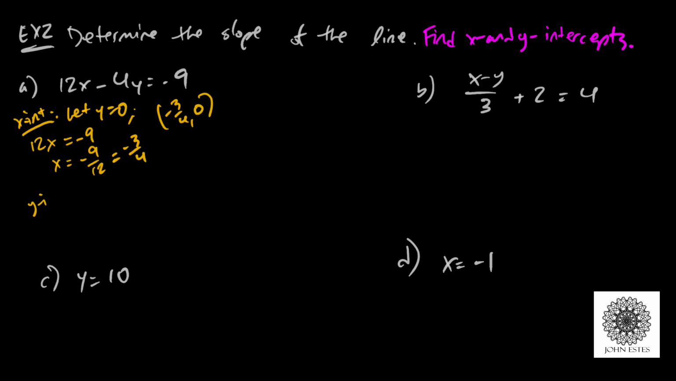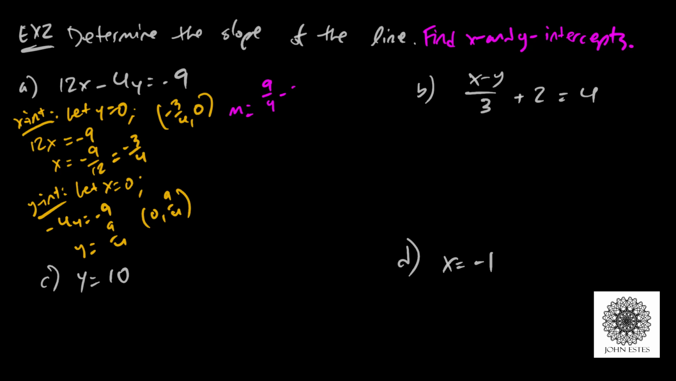Now let's find the y-intercept. How do you do that? You let x be 0. If x is 0 this time, I have negative 4y equals negative 9, which means that y equals 9/4. So there's my second point, 0, 9/4. That means my slope is going to be the difference of the y's, so that's 9/4 minus 0, over the difference of the x's, which is 0 minus negative 3/4. So I have 9/4 over 3/4.